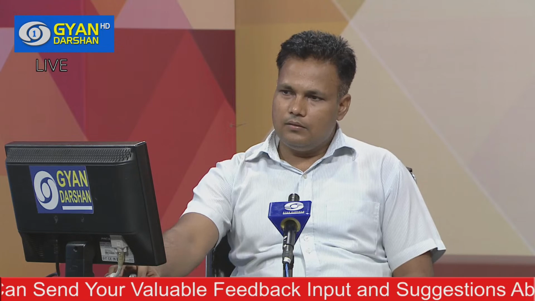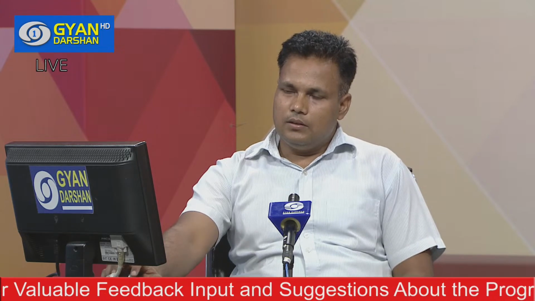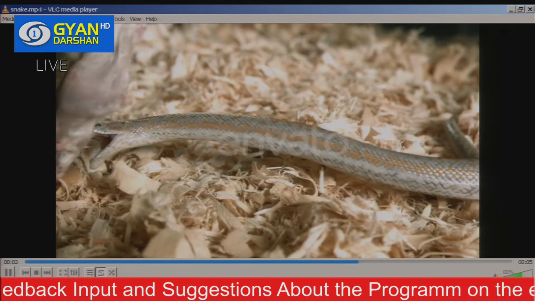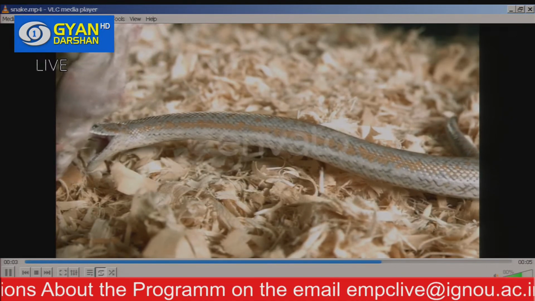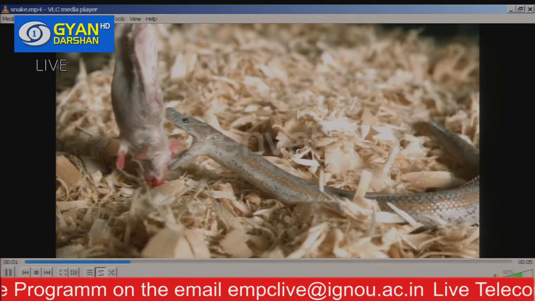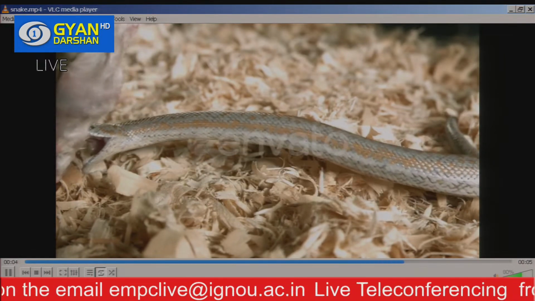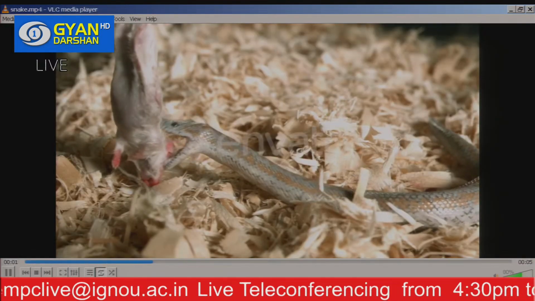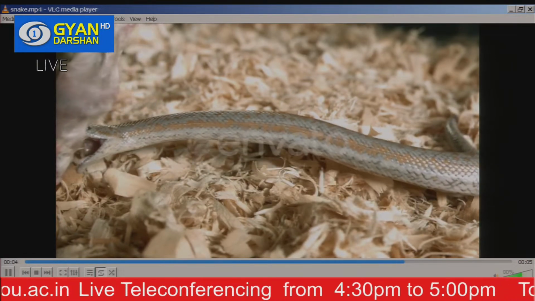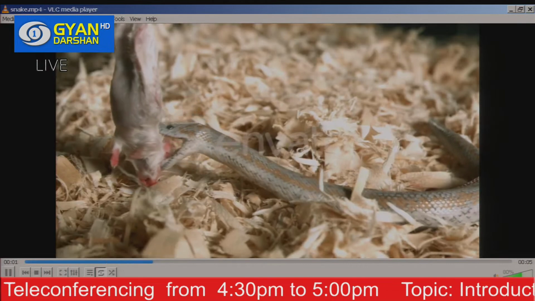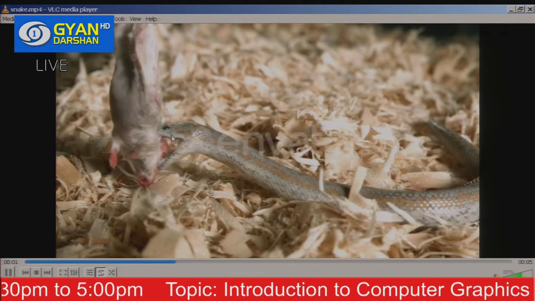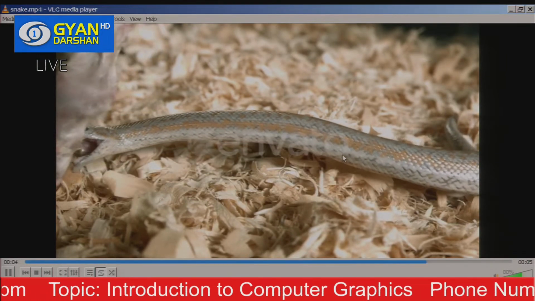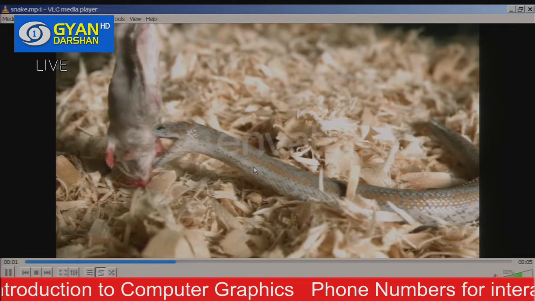Let's look at some more videos. Here you can see the motion. This shows how some animals attack their prey. Here a snake is attacking its prey, which is a rat. This video has been created in such a way that it can show the motion in slow motion. So this is just one of the videos which has been created by computer graphics tools.